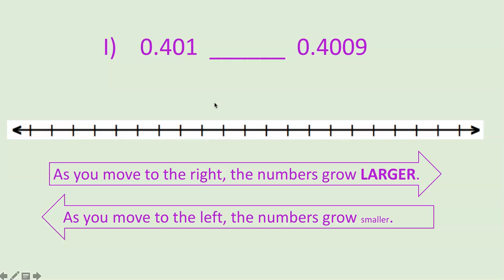All right, and then this last one, 0.401, I'm going to add a 0 on the end of this. And 4010 is greater than 4009. Or if you read it backwards, we would say 0.4009 is less than 0.4010.